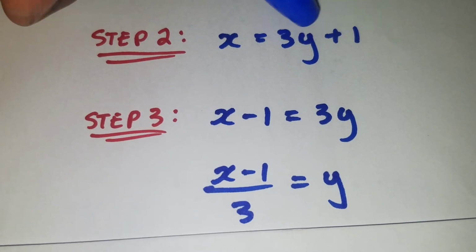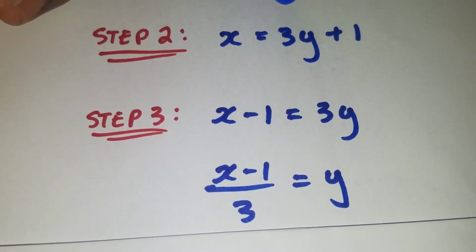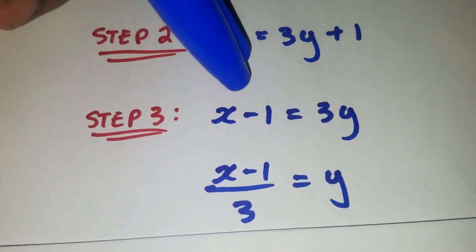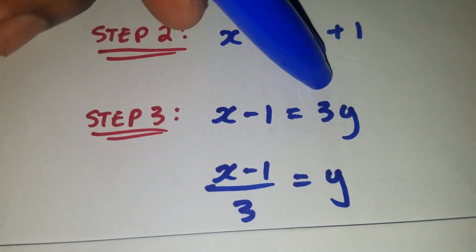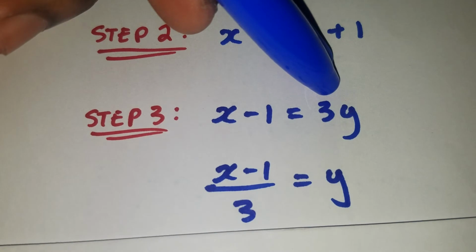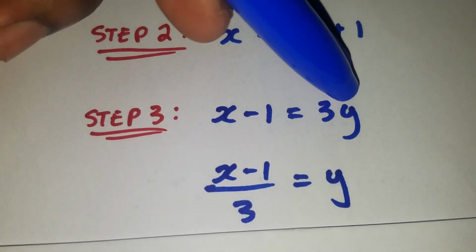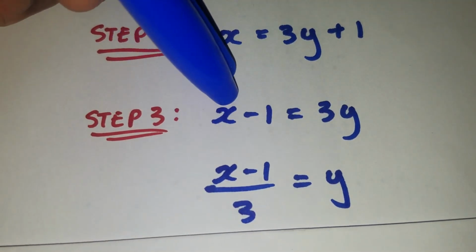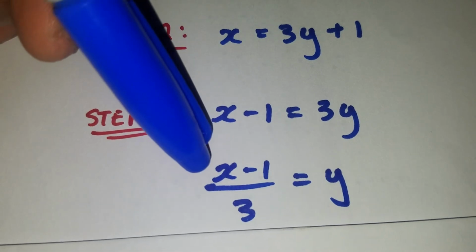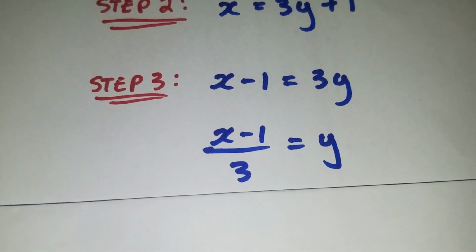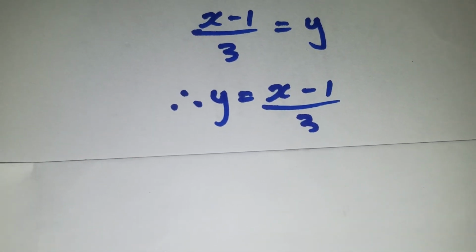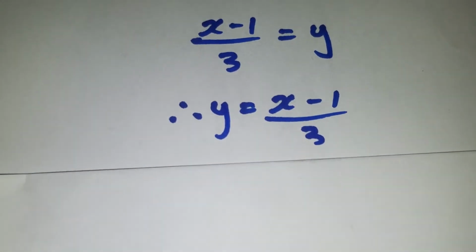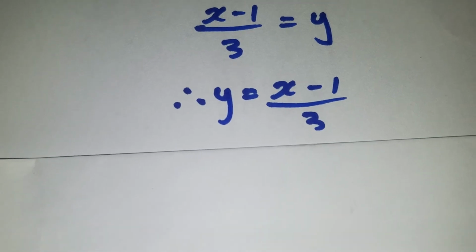So the plus 1 over on this side would be minus 1. We're now left with 3y over here. To get rid of the 3, we divide by 3. So therefore, y will now be equal to x minus 1 divided by 3. And we have this. So therefore, y is equal to x minus 1 over 3. So we have now made y the subject of the formula.